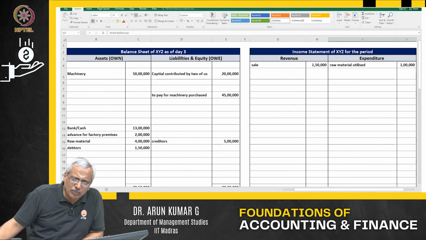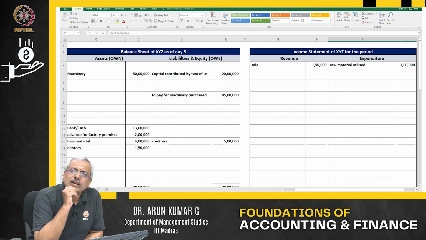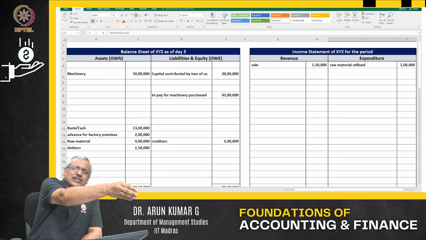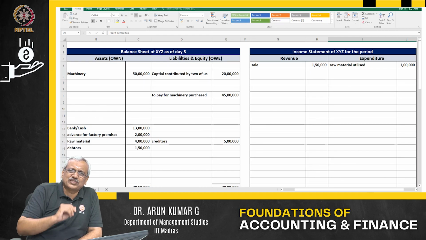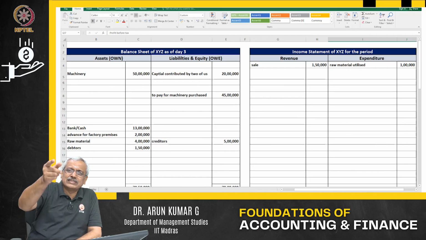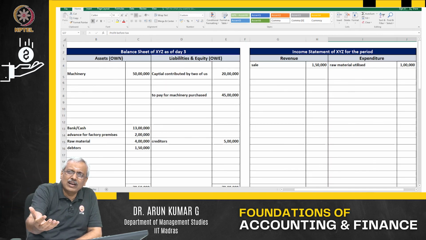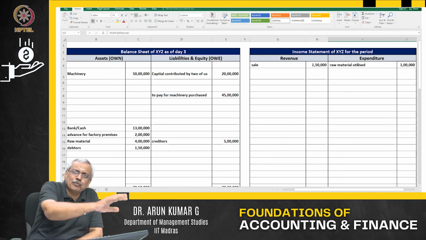Now, to whom does this profit belong? The profit first of all belongs to the capital provider. Why have Suhail and myself contributed 10 lakhs each to the business? Because we are expecting the business to make a profit and that profit coming back to us. The profit always belongs to the capital provider.